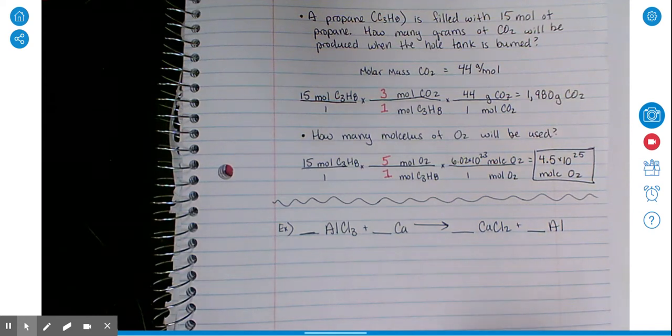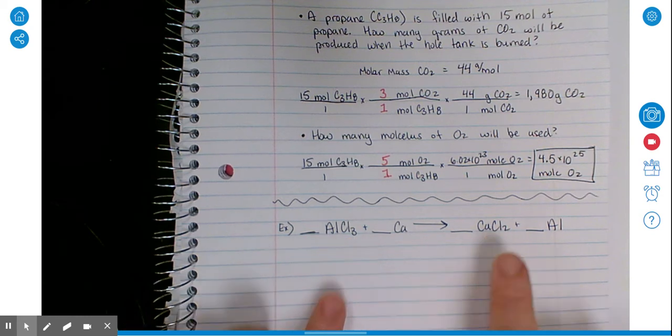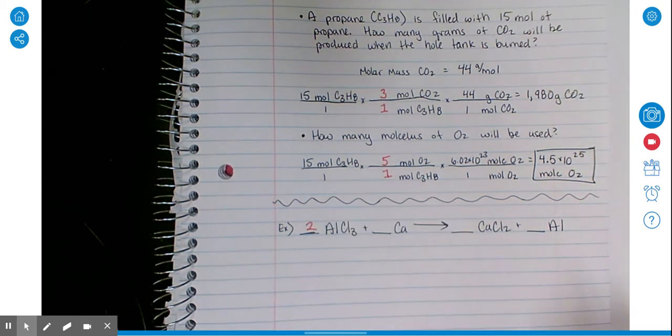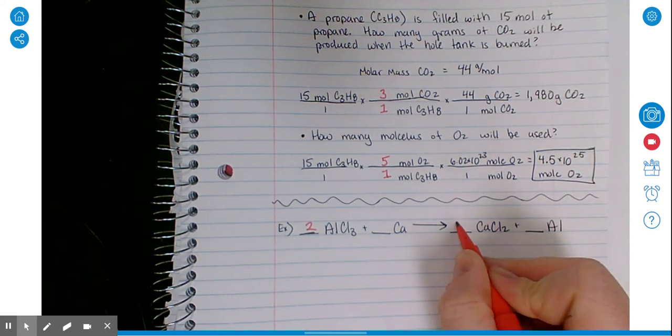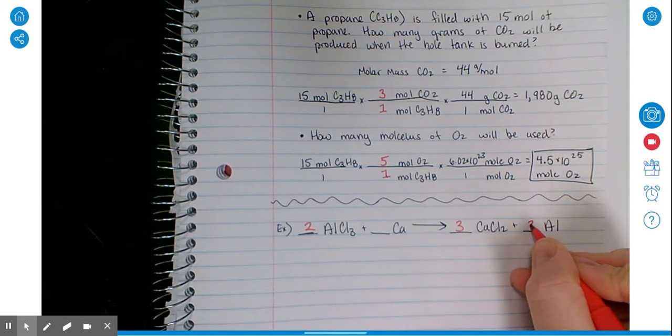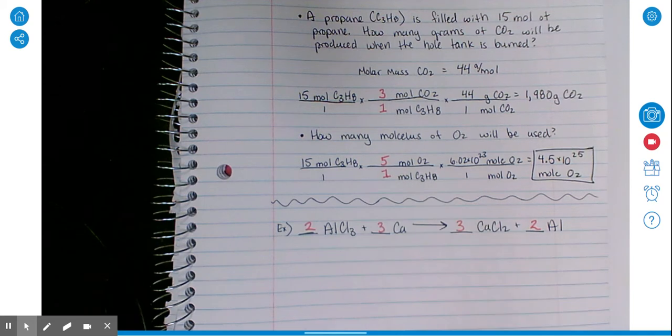So aluminum, I've got 1 and 1, that's balanced. Chlorine, I have 3 and 2. 3 and 2 can both multiply to 6. So 3 times 2 is 6, and 2 times 3 is 6. Now, I've got 2 aluminums and 3 calciums. So that was a pretty easy one to balance, but get those coefficients out front.